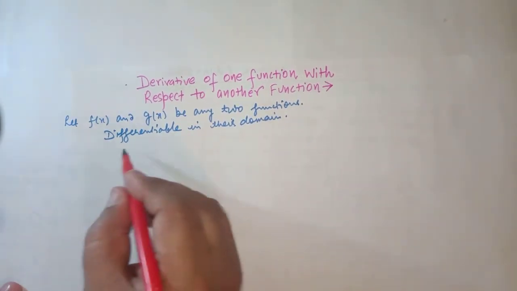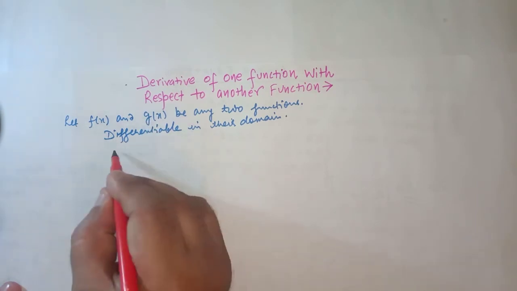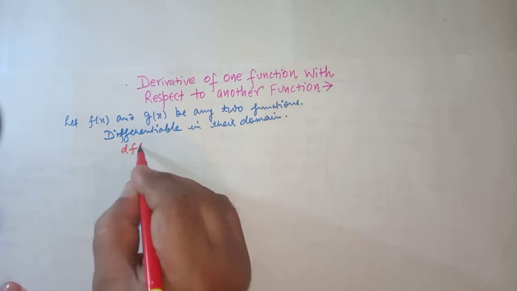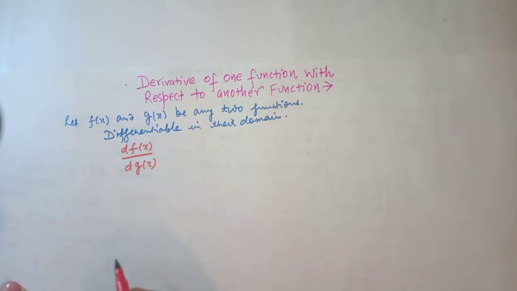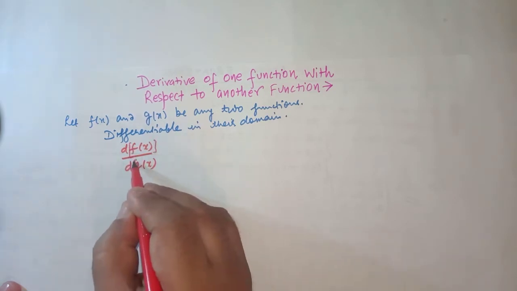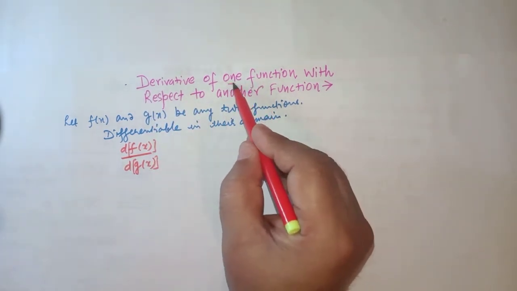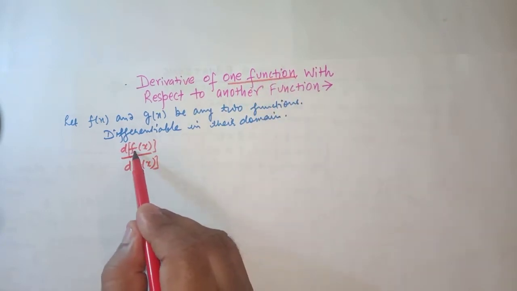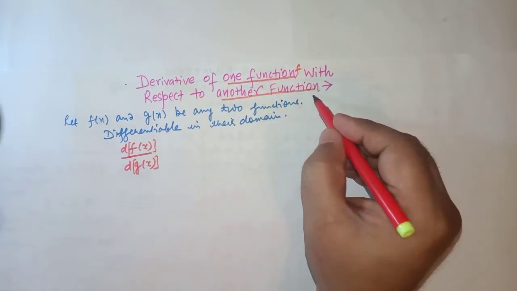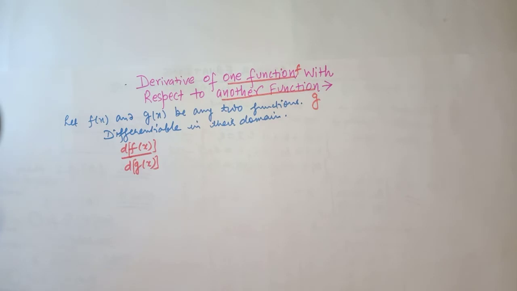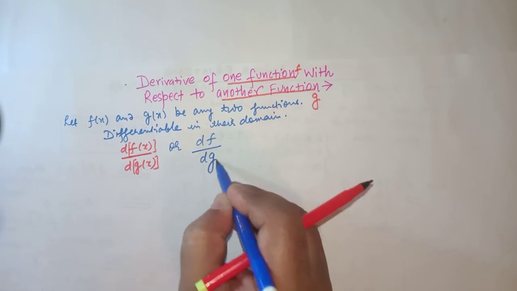Suppose we have to find the derivative of f with respect to g. That is, we have to find df(x) over dg(x). So the derivative of one function, say f, with respect to another function, which is g.